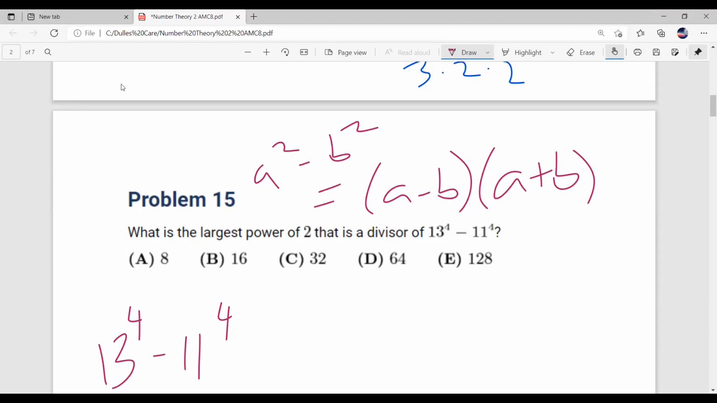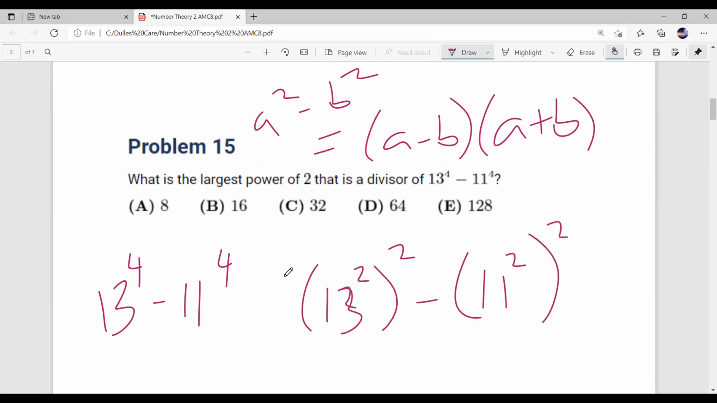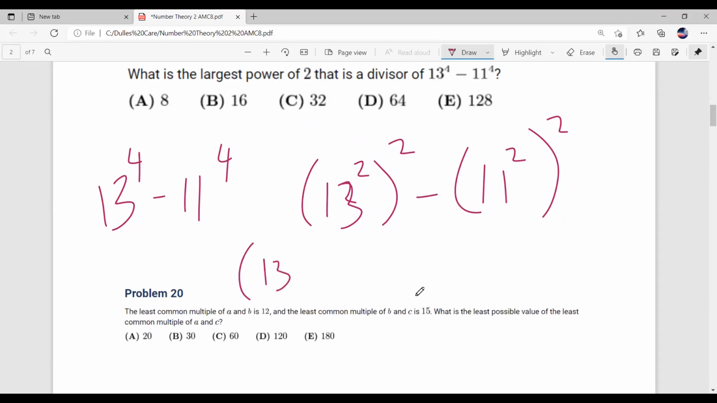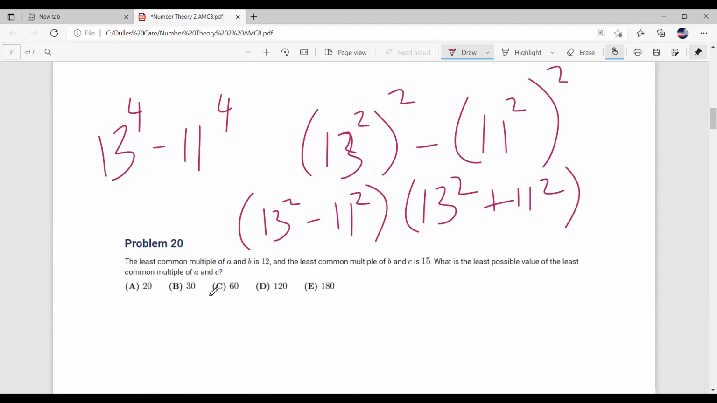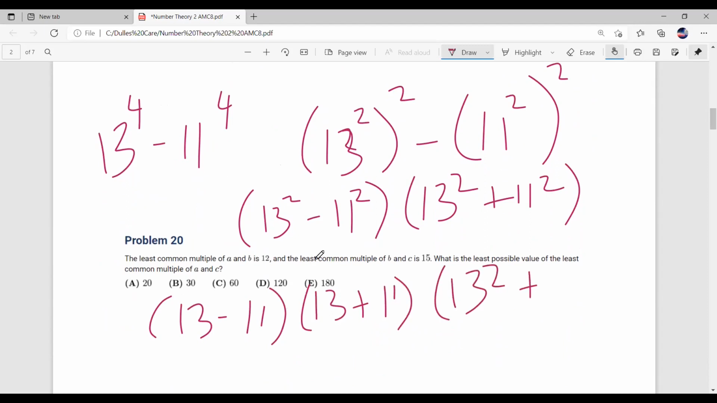So basically, we can use difference of squares to rewrite our expression 13 to the 4 minus 11 to the 4. So let's say that a is equal to 13 squared. So then we have 13 squared minus 11 squared. Then this gives us 13 squared minus 11 squared times 13 squared plus 11 squared, which is equal to our expression 13 to the 4 minus 11 to the 4. Continuing on, we have 13 squared minus 11 squared. Let's use difference of squares once again. 13 minus 11 times 13 plus 11 times 13 squared plus 11 squared.